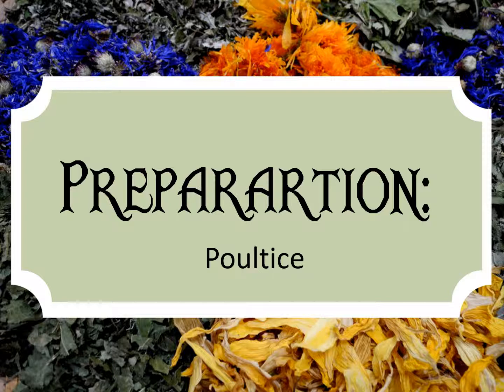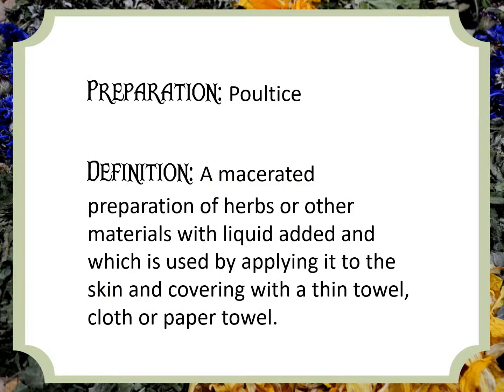So this week, I've said this word several times during this class, but for today, we're going to look into poultices. Now, a poultice, by definition, is a macerated preparation of herbs. So macerated meaning shredded, smashed, ground down preparation of herbs or other materials. Sometimes there's other things that are made into poultices, but primarily herbs. Then there's liquid added to it, typically water, sometimes other things. And it is then used by applying it to the skin, covering it with a towel, cloth, or a paper towel.